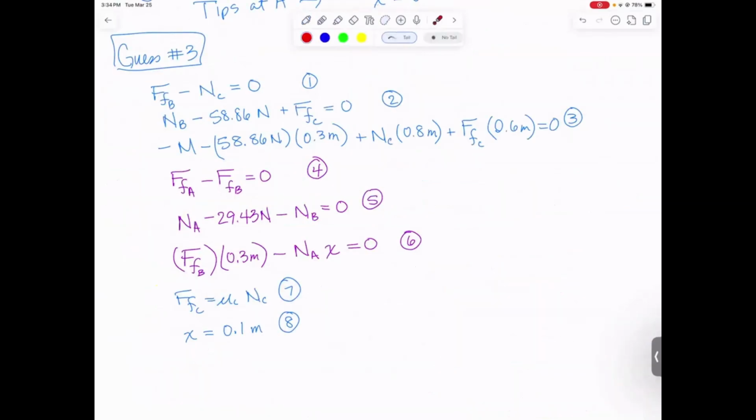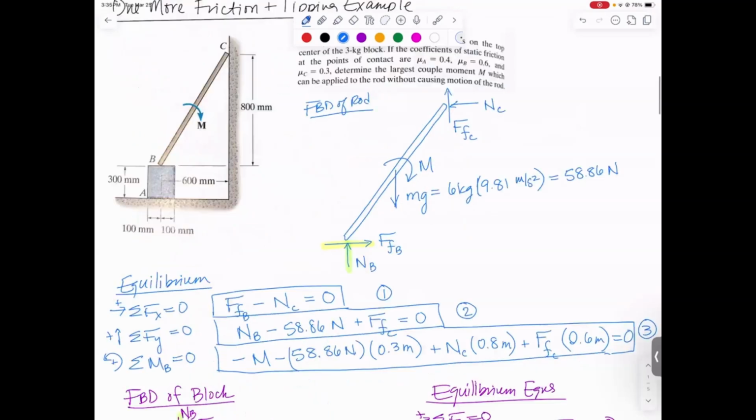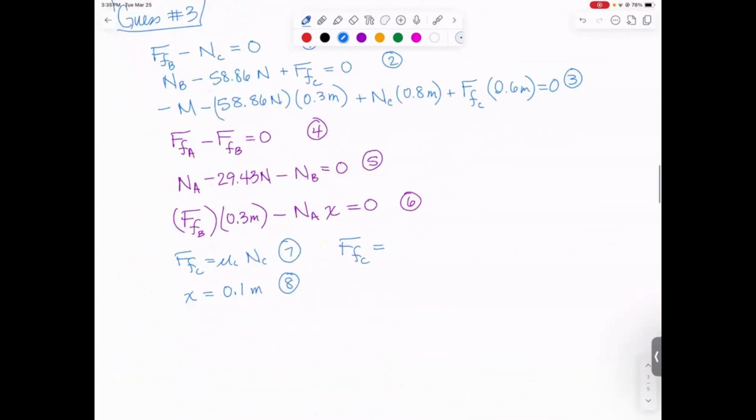So the first thing I'm going to do is set x equal to 0.1 meters to eliminate X right here. That'll get us down to 7 unknowns. And then let's see what our friction coefficient was. Force of friction at C is, I need the coefficient at C. Coefficient at C is 0.3. So we've got 0.3 NC as our 7th equation.